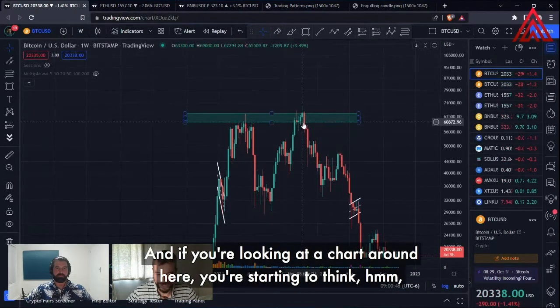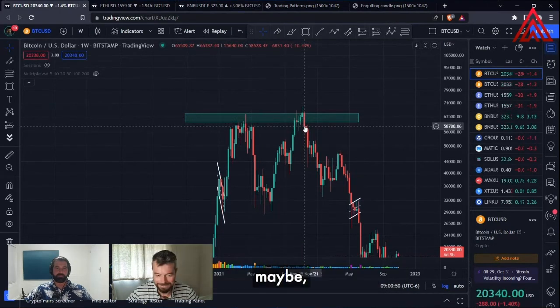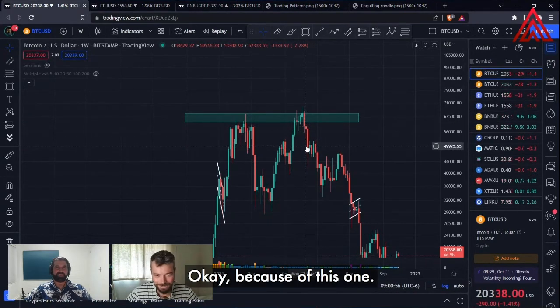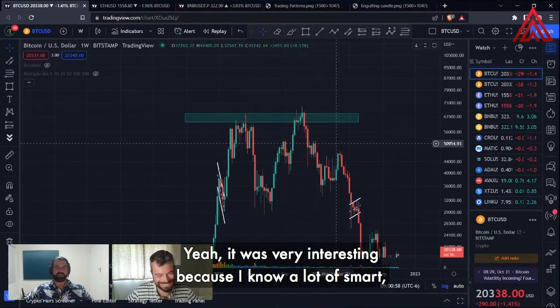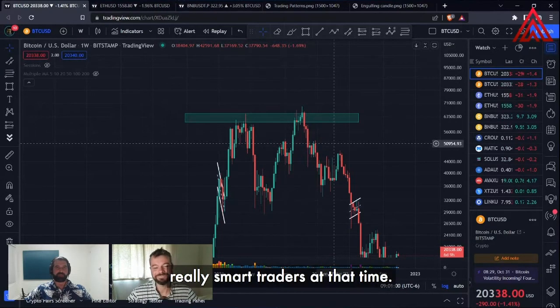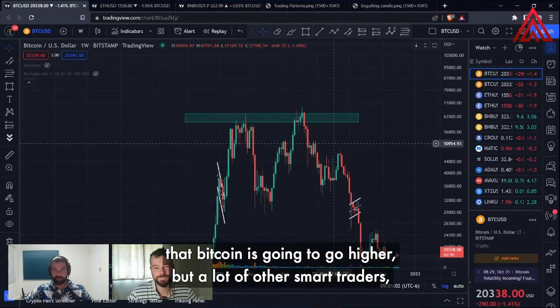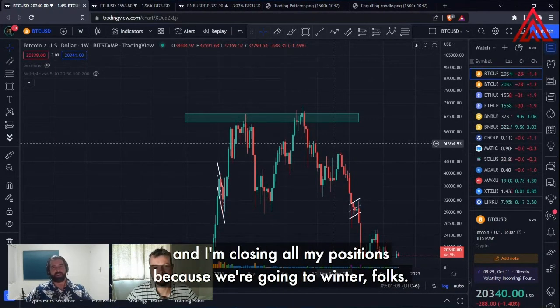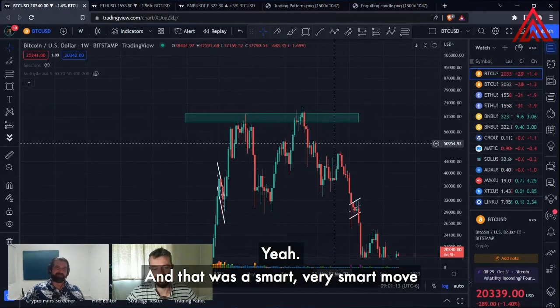If you're looking at a chart around here, you're starting to think, maybe that was the top, maybe. Yeah, it was very interesting because I know a lot of really smart traders at that time. I was in the other camp that Bitcoin was going to go higher, but a lot of other smart traders saw that signal flash and said, I'm putting in a big short and I'm closing all my positions because we're going to winter, folks. Yeah, and that was a very smart move.